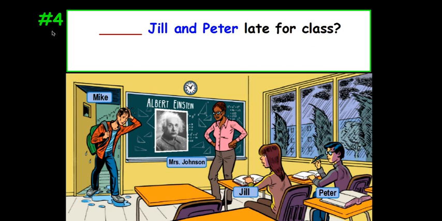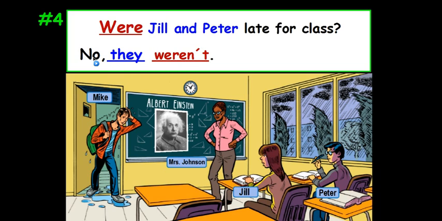Number 4. Were Jill and Peter late for class? No. They weren't. They were on time. Repeat. Were Jill and Peter late for class? No, they weren't. They were on time.